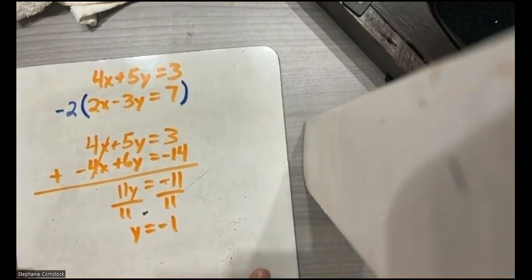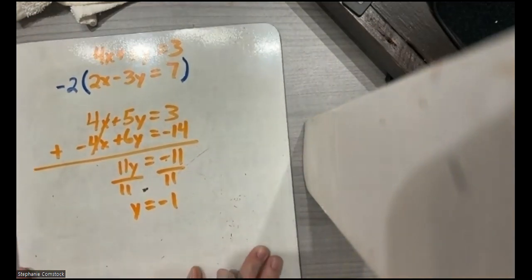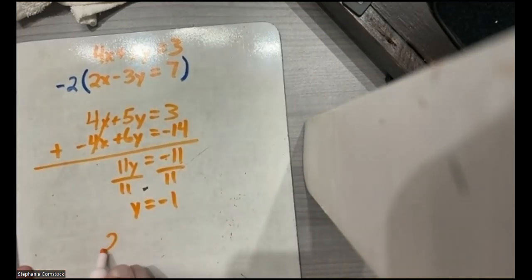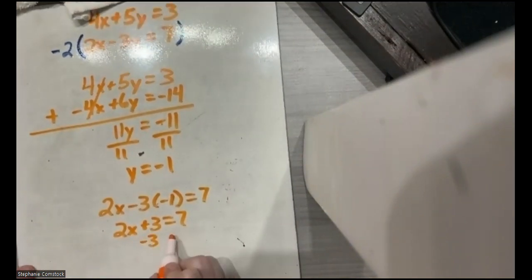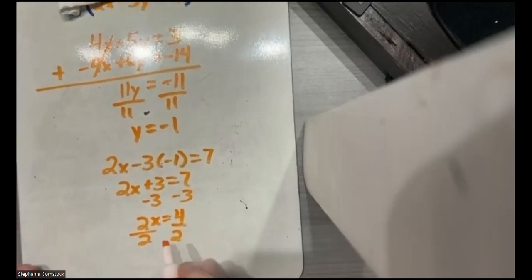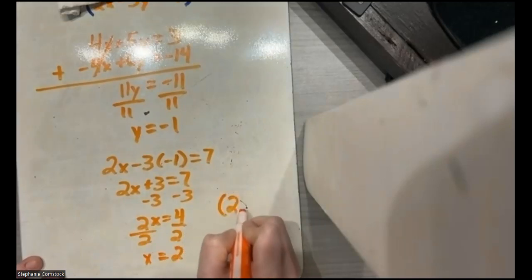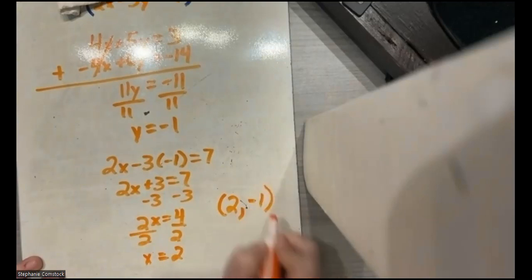Again, I'm going to plug this back into one of the equations. I'm going to go in for the second one. So I've got 2x minus 3 times negative 1 equals 7. So I've got 2x plus 3 equals 7. I'll subtract the 3. 2x equals 4. Divide by 2. I'm going to get that x equals 2. So my solution is x, y. So I've got 2, negative 1.